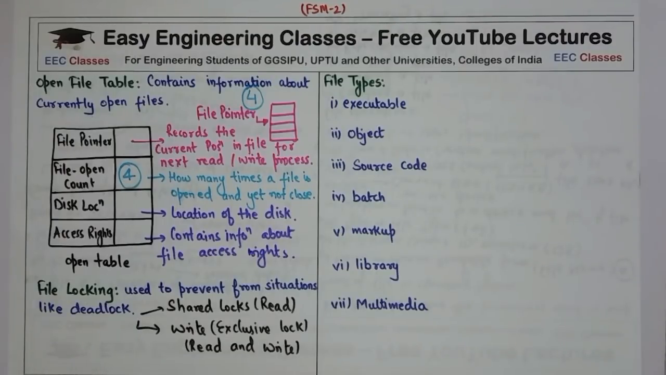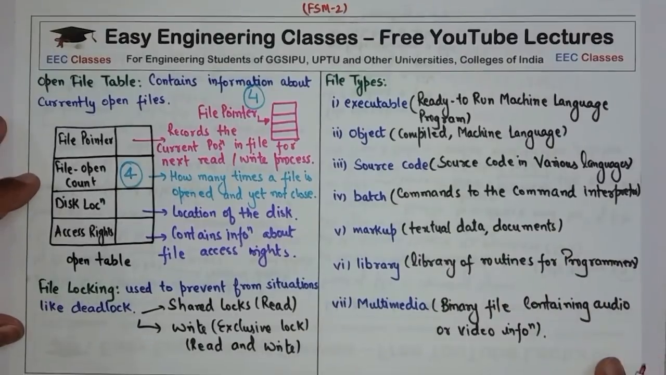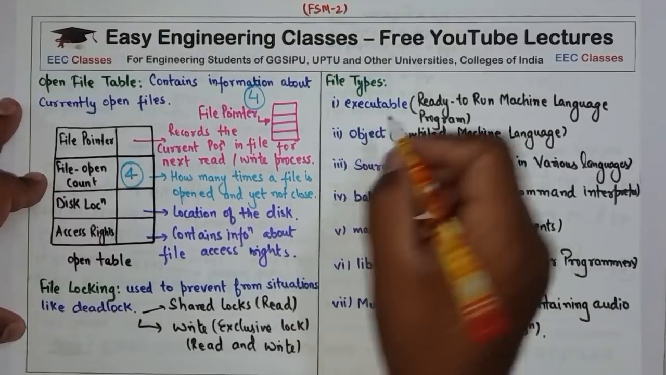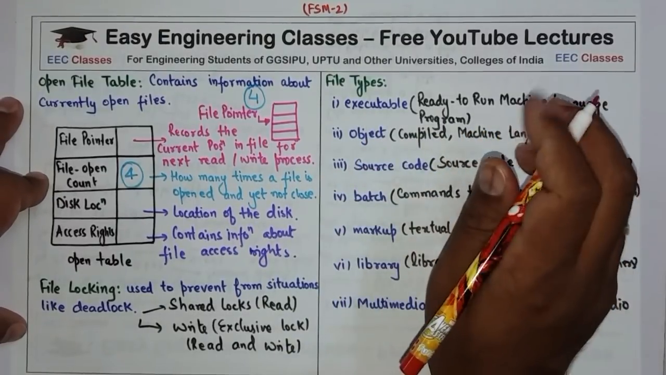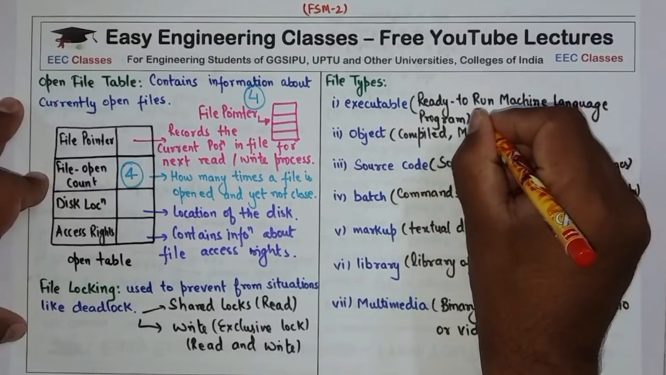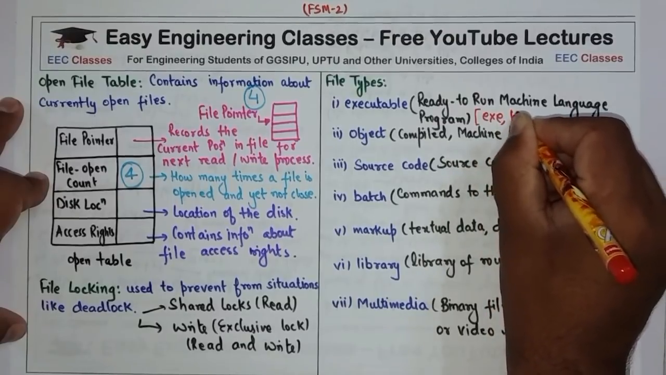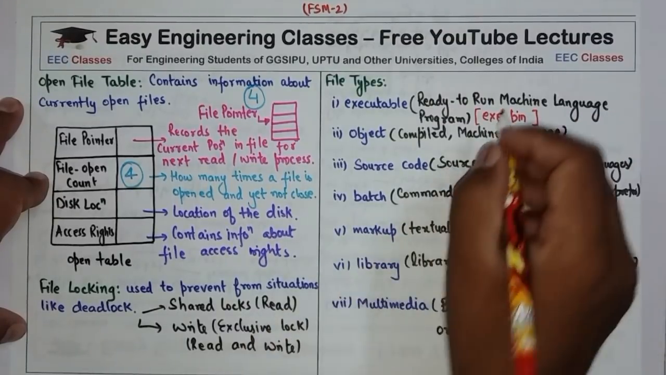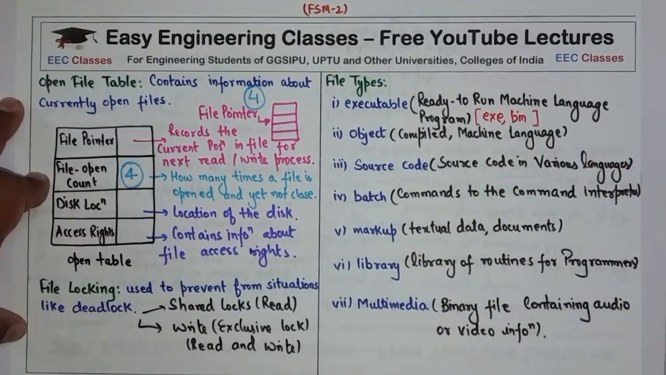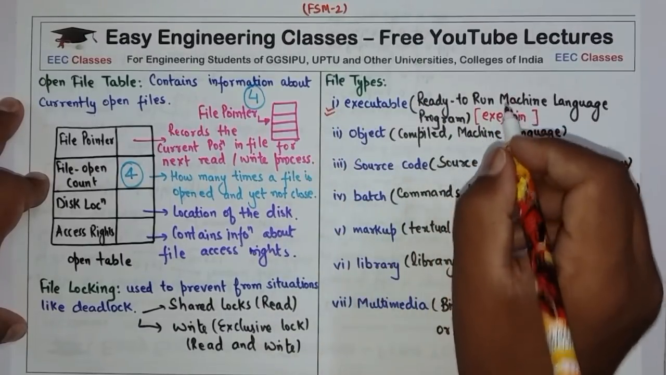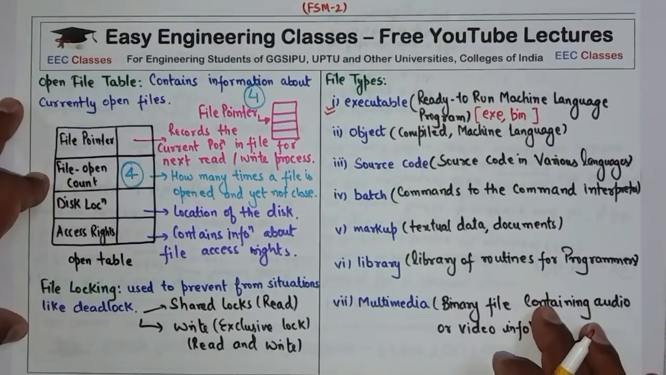Now we will also see different kinds of file types in this video. There are different types of files, some of which are listed here. First are executable files. These are ready-to-run machine language programs, and the extension of this type of file is generally exe, bin, and so on. Files with these extensions are executable files which are ready to run on a machine.